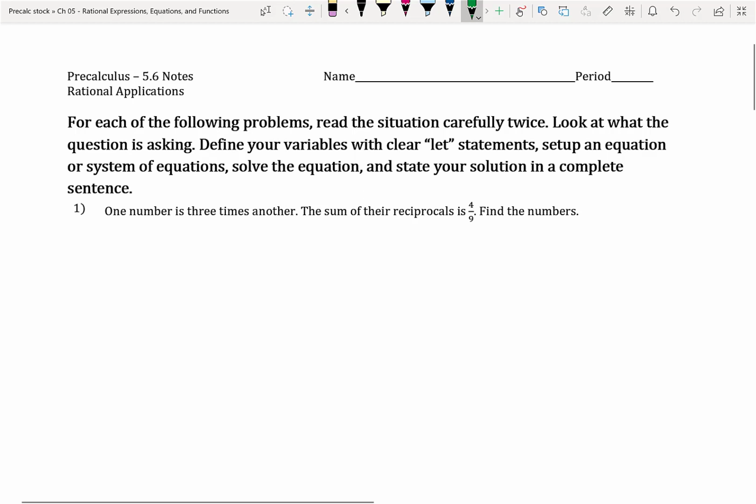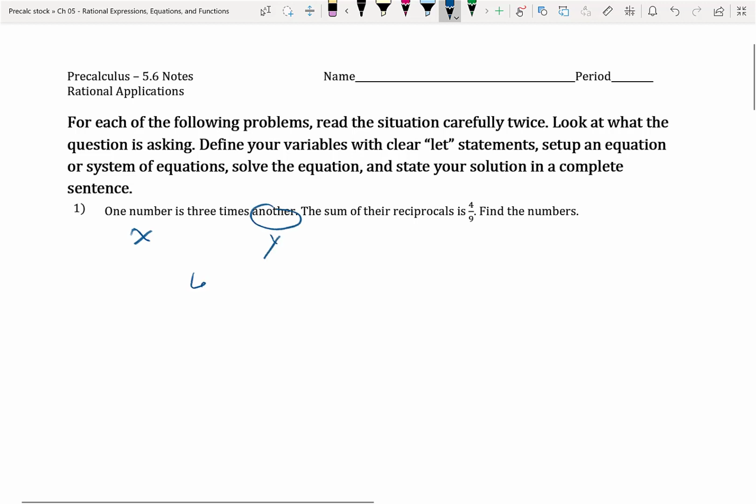So let's start. One number is 3 times another. The sum of their reciprocals is 4/9. Find the numbers. Okay. I can use one or two variables here. It really doesn't necessarily matter. But why don't I start with saying one number is x and 3 times another, so another number would be y.